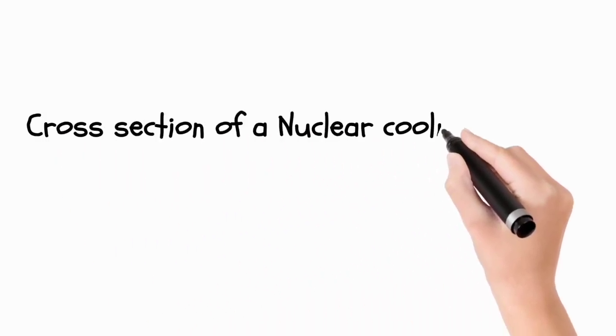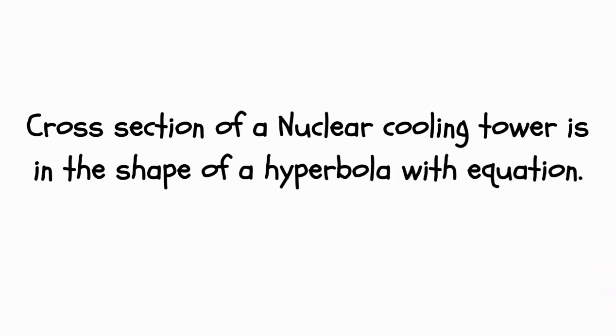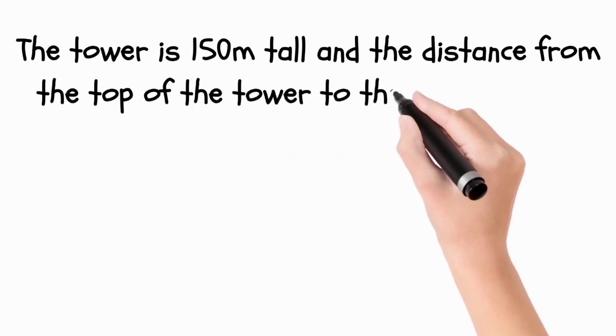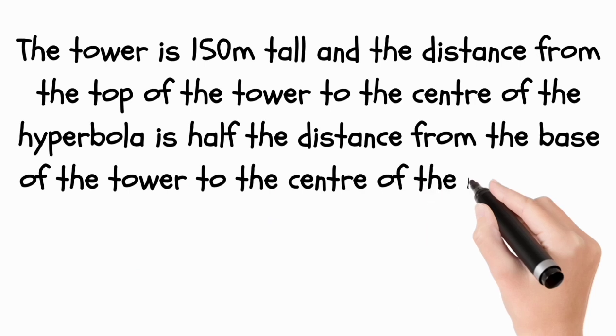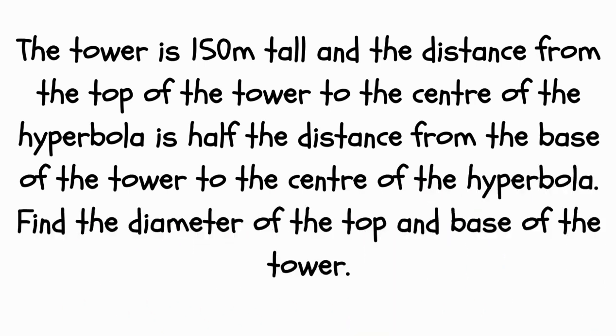A nuclear cooling tower is in the shape of a hyperbola with this equation. The tower is 150 meters tall, and the distance from the top of the tower to the center of the hyperbola is half the distance from the base of the tower to the center of the hyperbola. Find the diameter of the top and base of the tower.